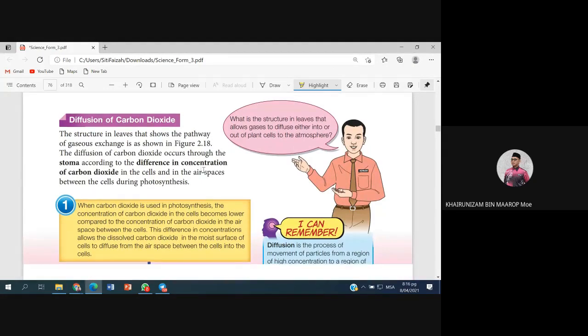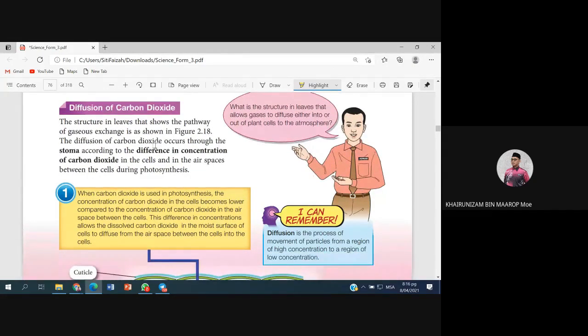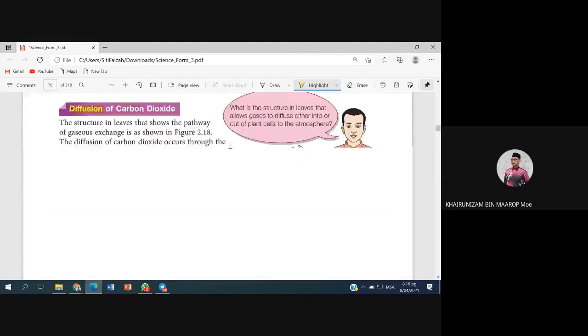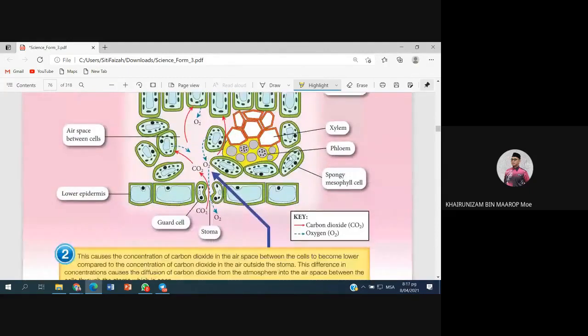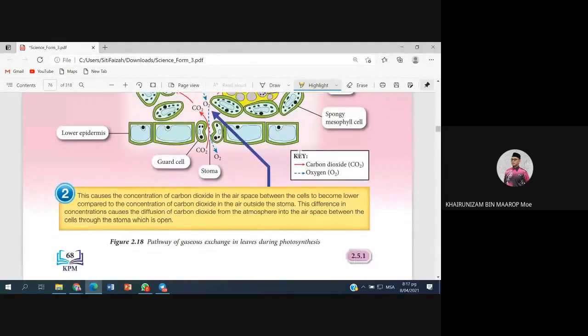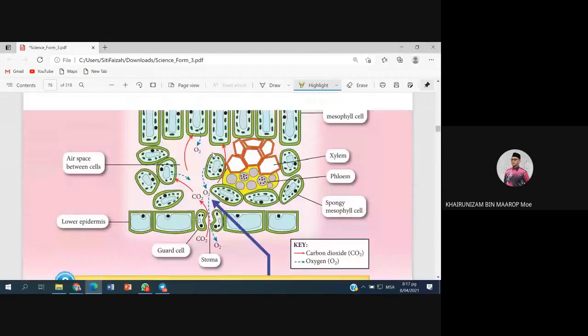Diffusion of carbon dioxide. So what is diffusion? You highlight the word diffusion. The structure in leaves that shows the pathway of gases exchange in figure 2.18. Which one? This one. This is the pathway of gases exchange. This is the cross section of the leaf.